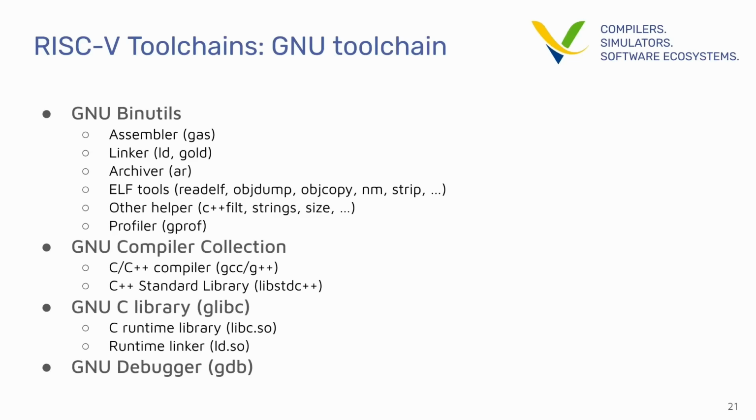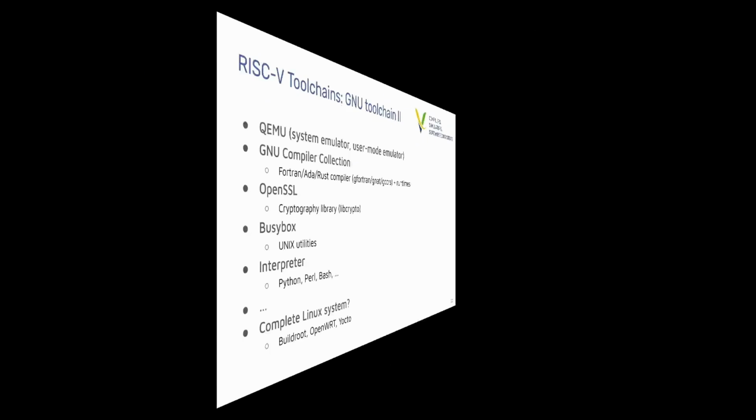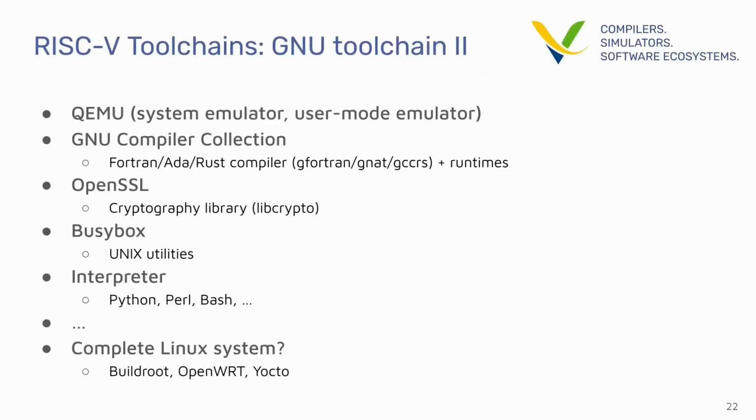While this would already be enough to build a GNU toolchain, it's possible to add even more components. What could be done, for example, is that we add QEMU, which brings a system emulator and a user mode emulator. We can also include other parts of the GNU compiler collection, like the Fortran, Ada or Rust compiler, plus their runtimes. We could also include various cryptographic libraries. We could even include Unix utilities or interpreters for Perl, Bash, and so on.